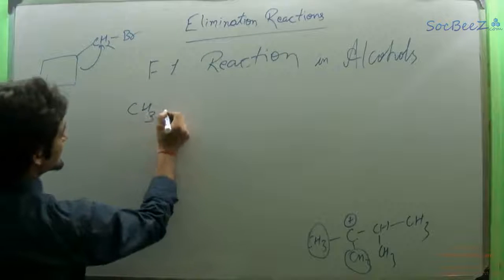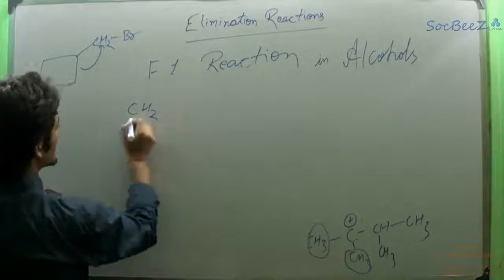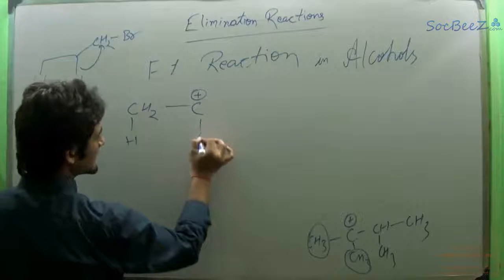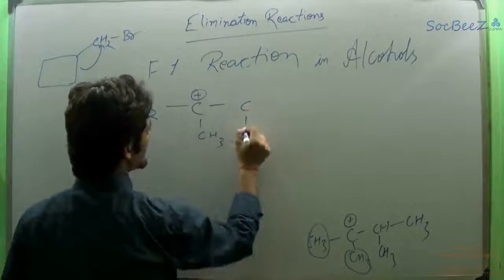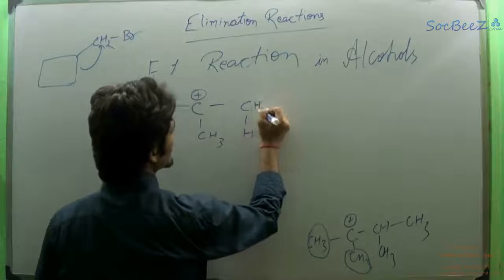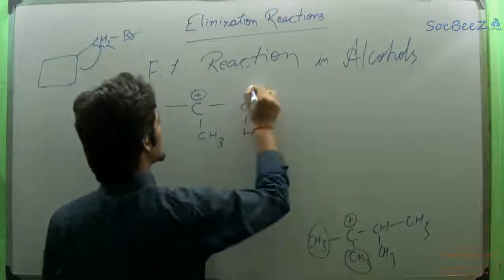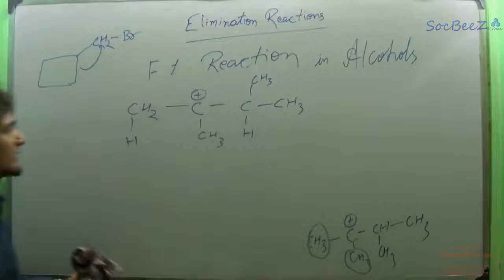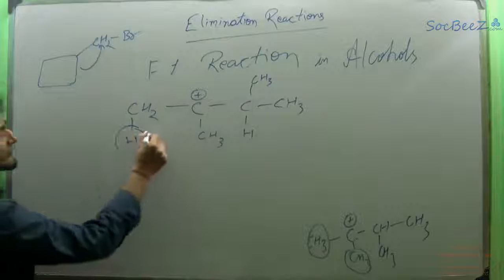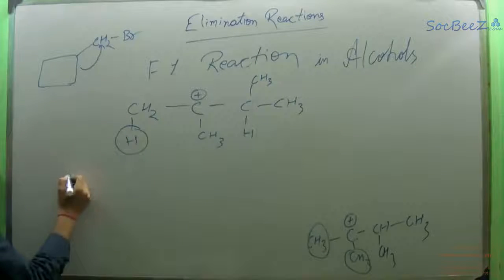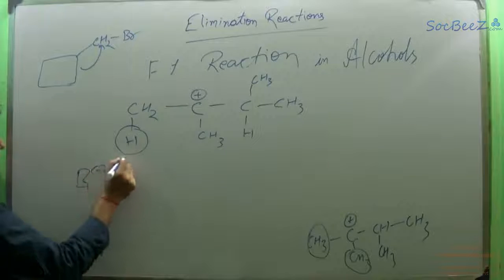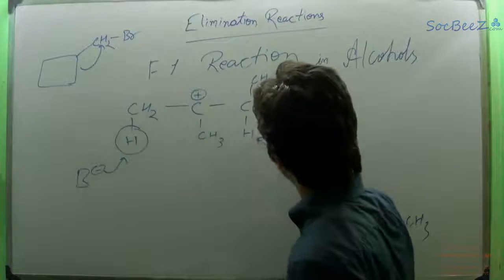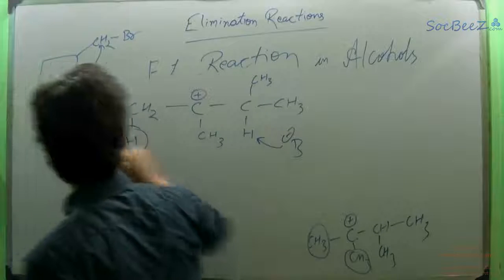This was our initial product. Let's say it's CH2H, carbon with a positive charge, CH3, carbon with CH3, and this is one more CH3. So here are two possibilities. Either this H is abstracted by a base, or this H is abstracted. So let's say it's product 1, it's product 2.